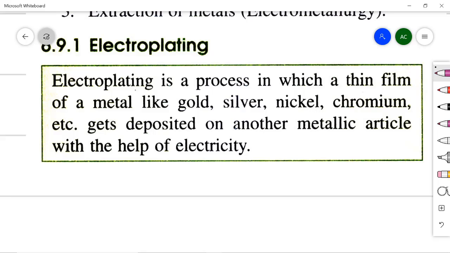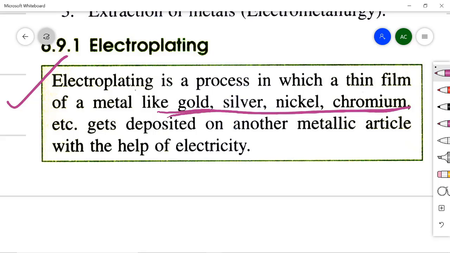It is a process in which a thin film of a metal like gold, silver, nickel, chromium, etc. gets deposited on another metallic article with the help of electricity. So this is the definition of electroplating, that you are depositing a thin layer of these metals which are precious, which do not get rusted, which have their own use for shinier things and for making them expensive, for not getting them rusted, and these metals are deposited.